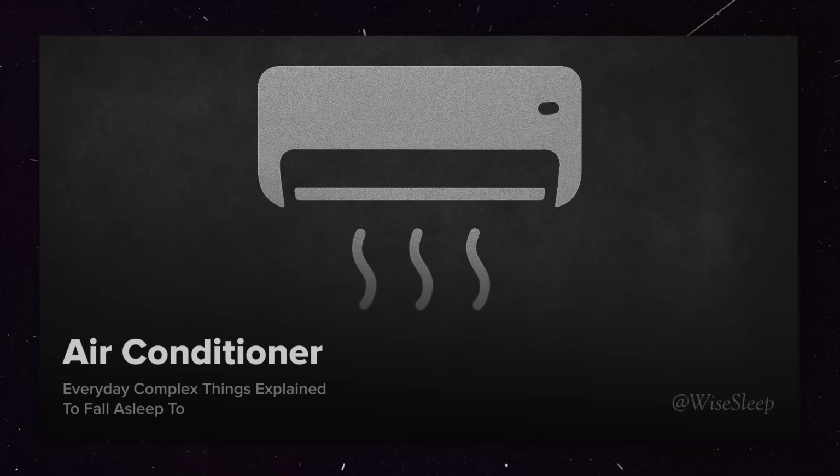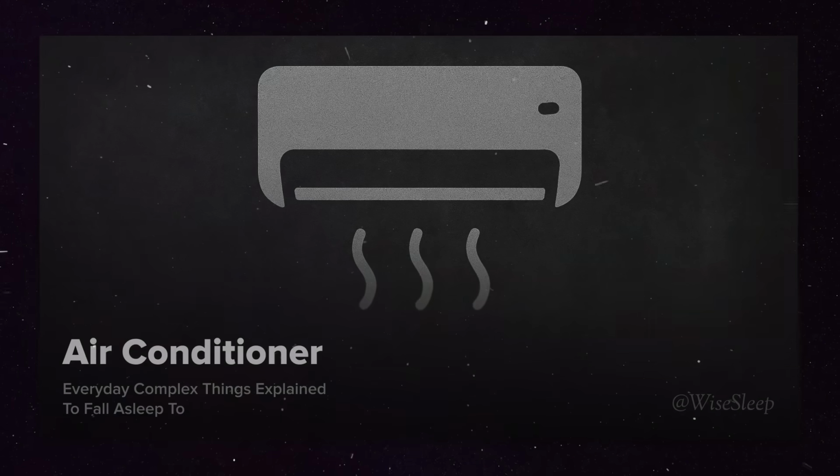The thermostat monitors the room temperature and tells the system when to turn on or off to maintain the setting. Most air conditioners also remove moisture from the air. As warm air passes over the cold coil, humidity condenses into water and drains away. That's why the air in an air-conditioned room often feels not just cooler, but drier too. By continuously removing heat and humidity, air conditioners create a more comfortable indoor environment, especially during hot weather.